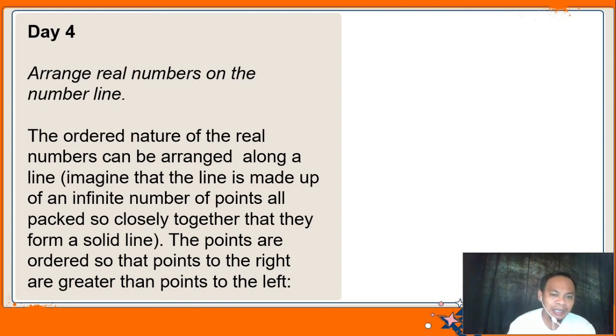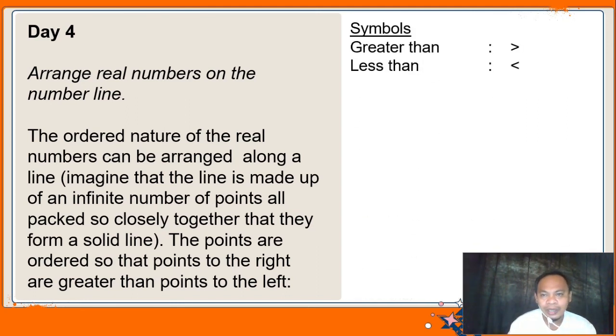So imagine that the line is made up of an infinite number of points all packed so closely together that they form a solid line. So ibig sabihin, infinite number. The points are ordered so that points to the right are greater than the points to the left. Ibig sabihin, yung points papunta sa right are greater compared dun sa points papunta sa left. Okay, then we have to remember the symbols greater than and less than.